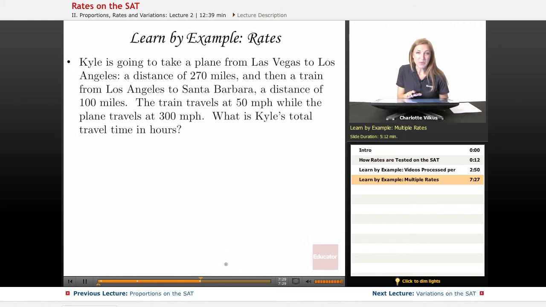This one's another rate problem, and this one's going to be the actual distance equals rate times time. So a more classic one in that we're dealing with a speed as our rate.